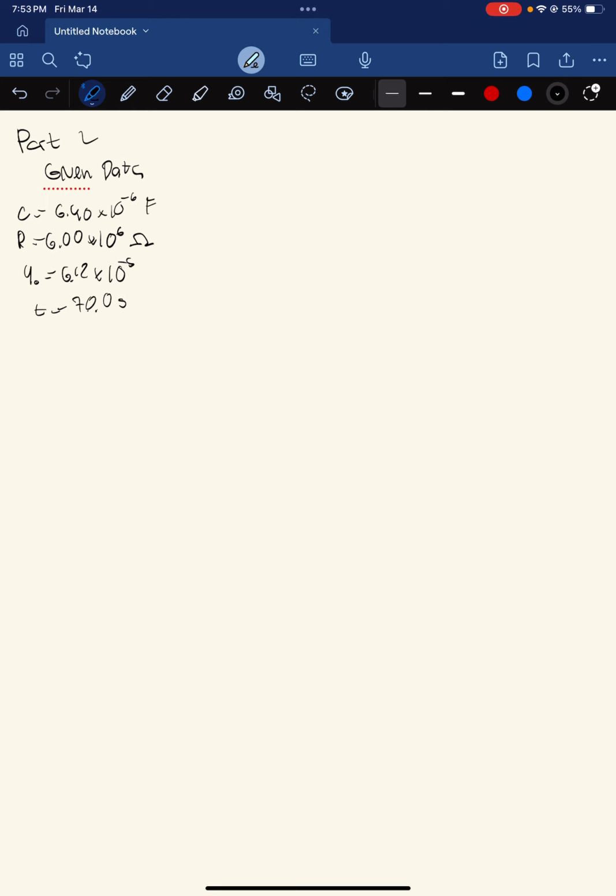Perfect. To get the time constant, we multiply the resistance by the capacitance. So we know 6.00 10 times 6 multiplied by 6.40 10 times -6. Alright, let's get that to the calculator. That gives 38.4.